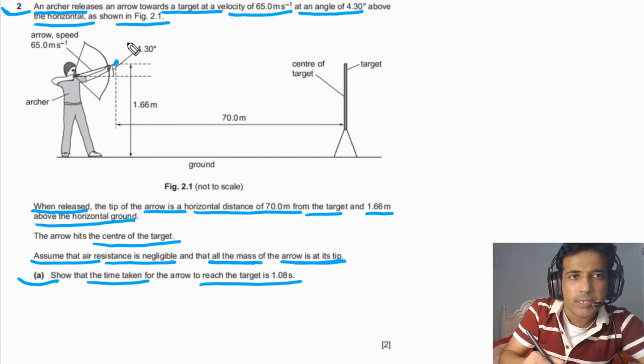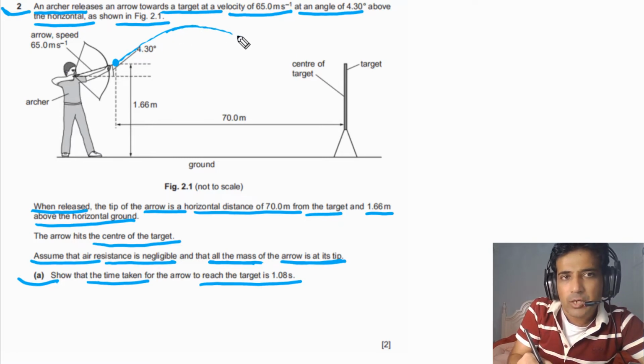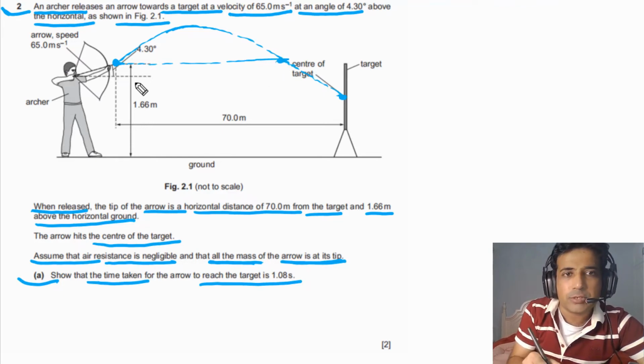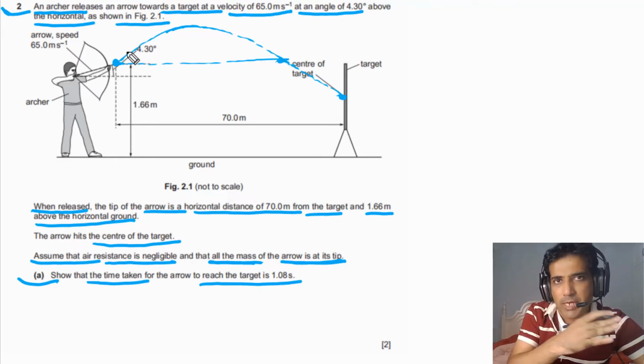Now we need to understand the motion of this arrow. So the motion of this arrow is like projectile motion. So this will go first of all up, it will reach the maximum height and then it will start moving downwards. So the motion will be somewhat like this and it will hit the center of the target. We can also draw a horizontal line here so you can see this motion in a very clear way. So this is how this arrow will move.